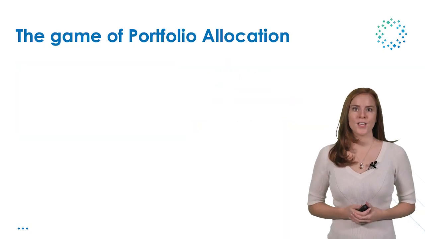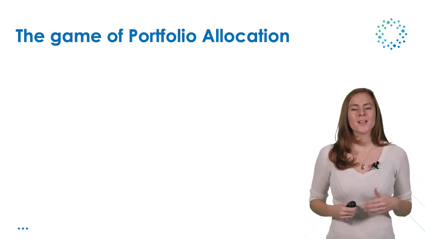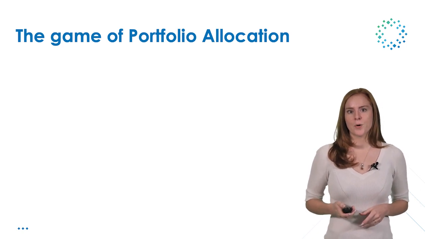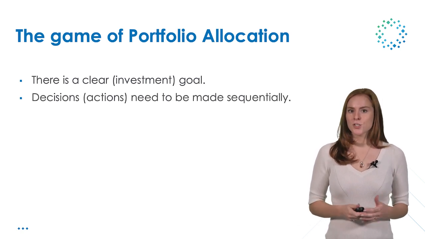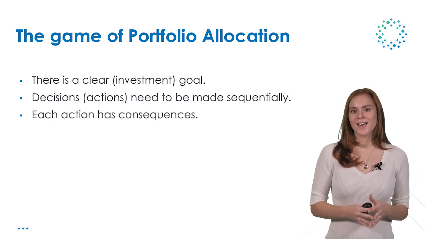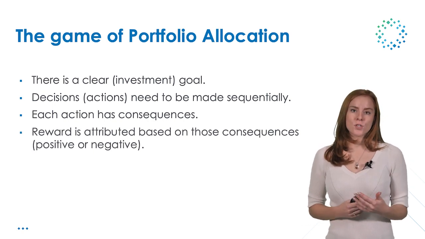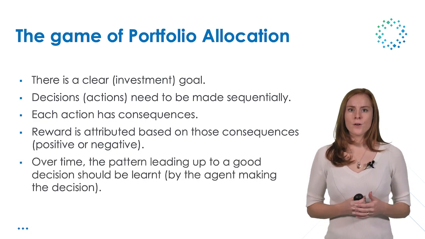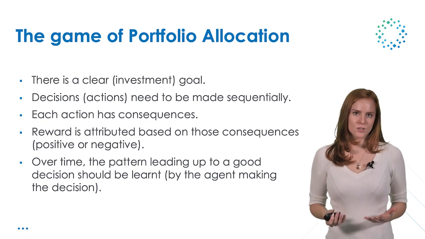The game of portfolio allocation, as we just saw it, was a very simplified version of what it would be in real life. We only had 2 assets and 2 days to achieve the goal. But a few things are important to remember. There's a clear investment goal. Decisions or actions need to be made sequentially. Each action has consequences. Rewards are attributed based on those consequences, whether positive or negative. Over time, the pattern leading up to a good decision should be learned by the agent making the decisions.